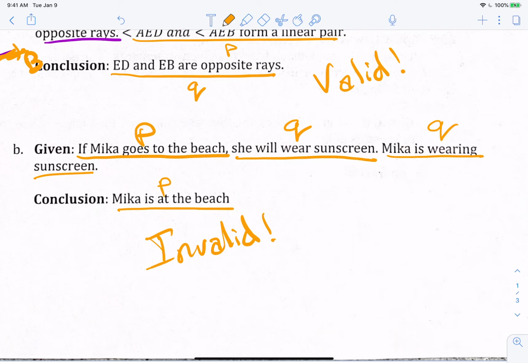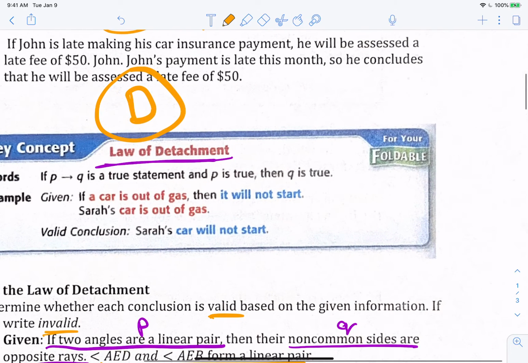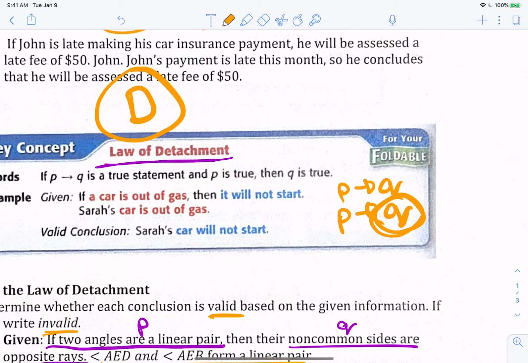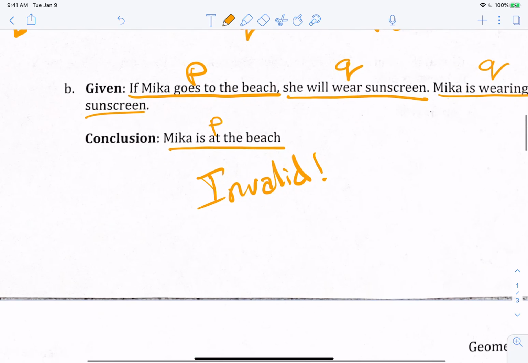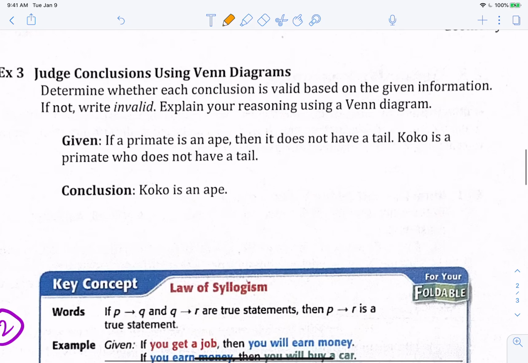Does that make sense? Okay, how did you figure that out again? Okay, law of detachment must go in the order of P, Q, P, Q. P, then Q, P, then Q, where this is the overall conclusion. Okay? All right? P, Q, P, Q. Good? Yes? All right, so let's do our own.